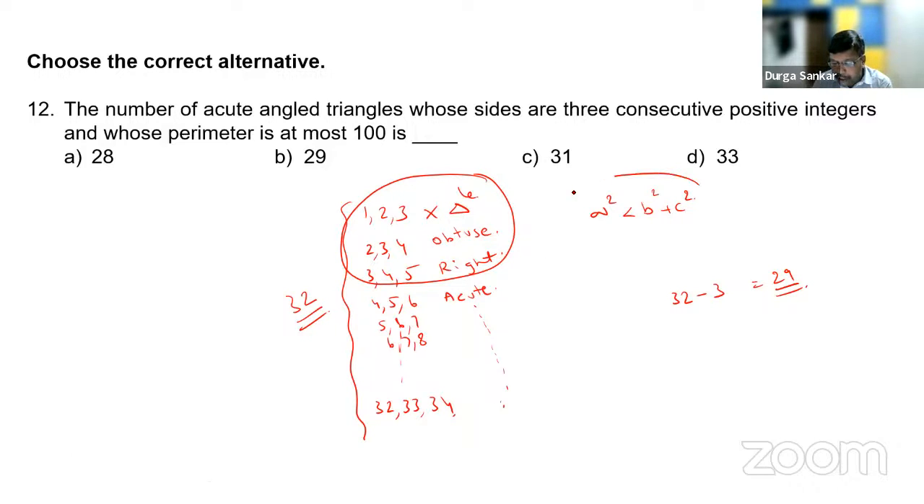Jayaditya, this is the property. A square less than B square plus C square. So if the square of the largest side is less than the sum of squares of the other 2 sides, then it is called an acute angle triangle.